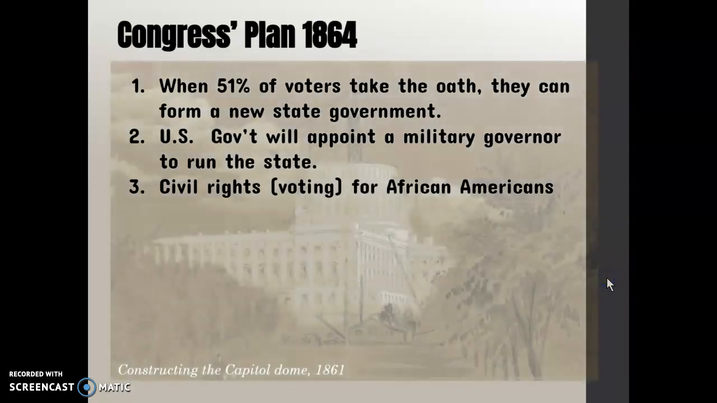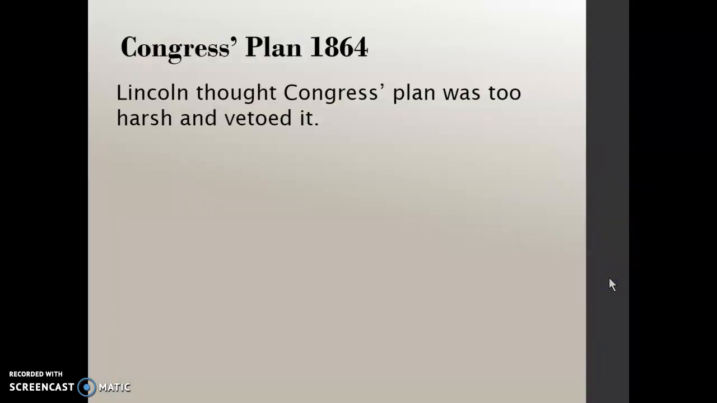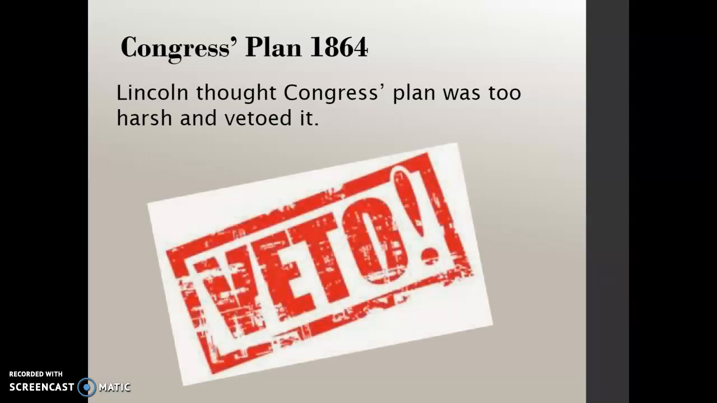Here's Congress's plan. 3 points. When not 10%, but 51% of voters take the oath, they can form a new state government. The U.S. government will appoint a military government to run the state because you can't trust the Confederates. And there will be civil rights or voting rights for African Americans. Lincoln thought Congress's plan was too harsh, too much of a punishment, and he vetoed it.